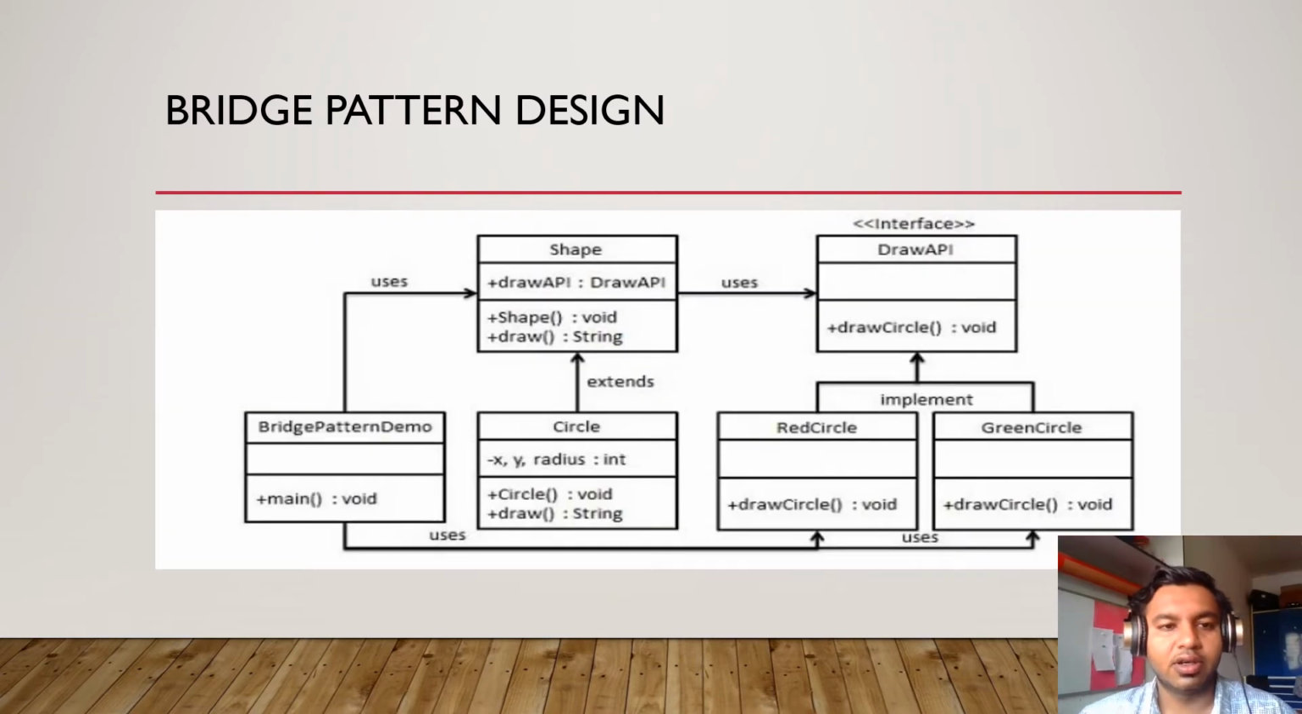So next is one example of the bridge design pattern. We have a draw API interface here, which is acting as a bridge implementer, and concrete classes like red circle and green circle implementing the draw API interface. Shape is an abstract class, and we will use an object of draw API. In the bridge pattern demo, our class will be the shape class to draw the different color circles.